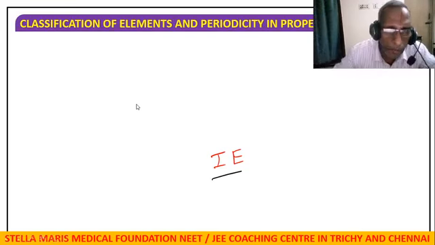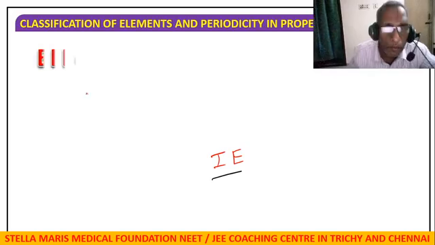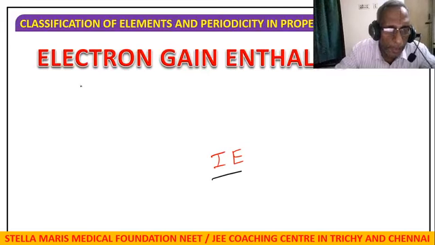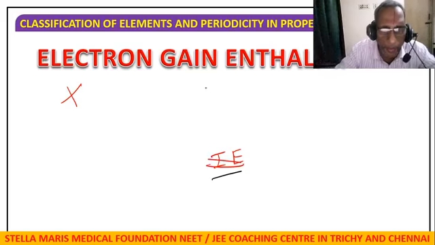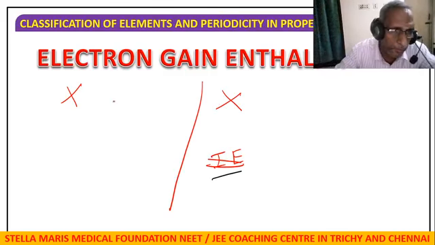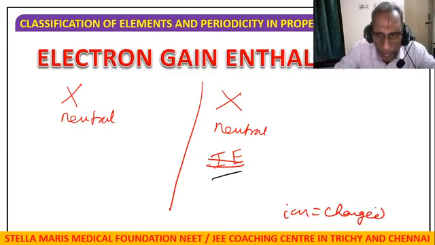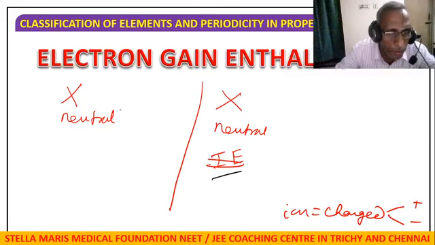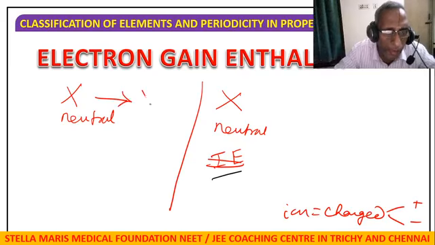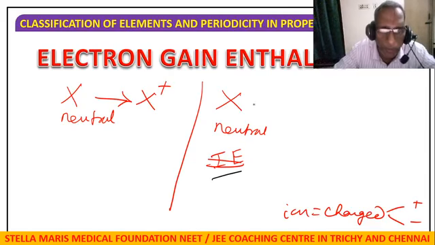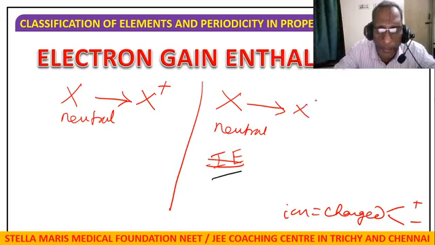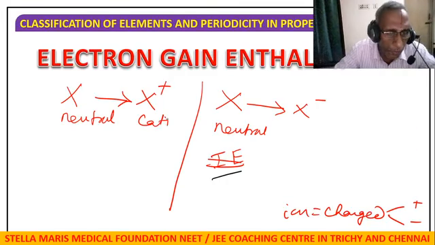See, consider an atom X. Everybody consider an atom X in two different cases. X is a neutral atom. It has to be converted to an ion. What is an ion? An ion is a charged particle. A charged particle can be positively charged or negatively charged. If it forms its cation, it is positively charged. If it forms its anion, it is negatively charged. Do you follow?